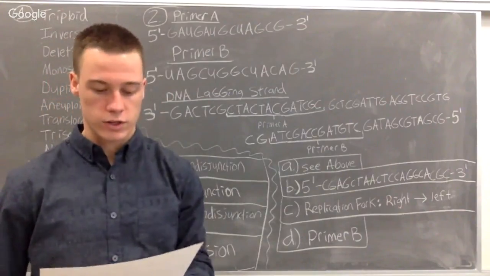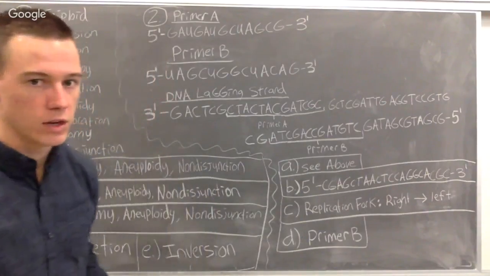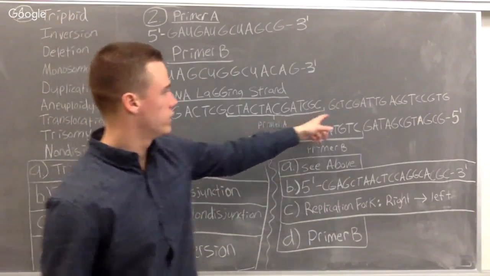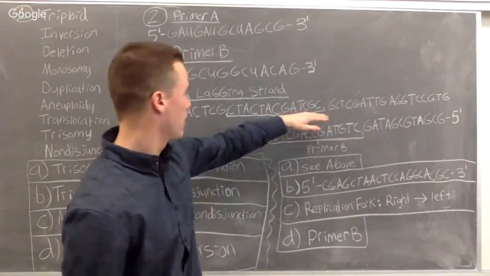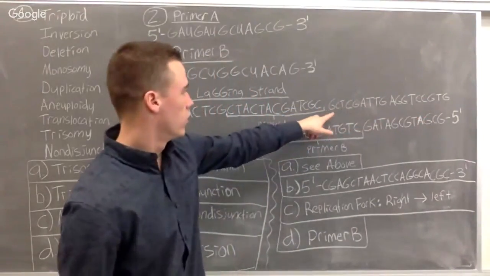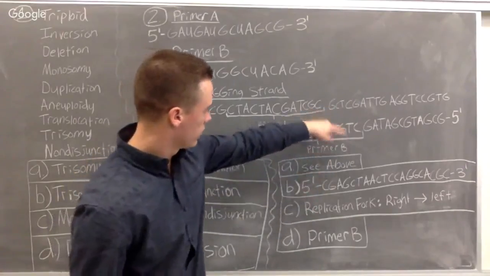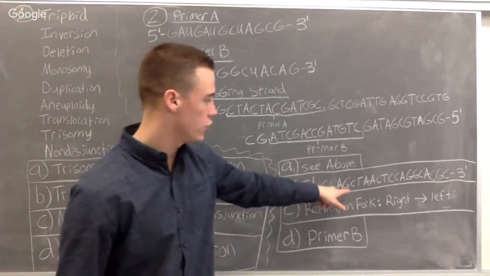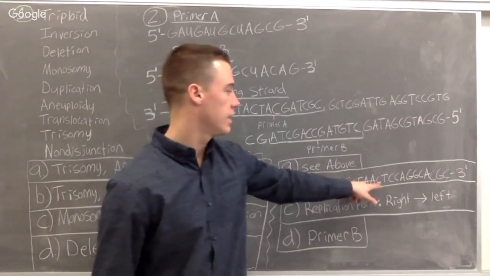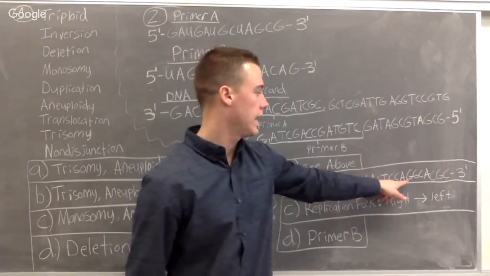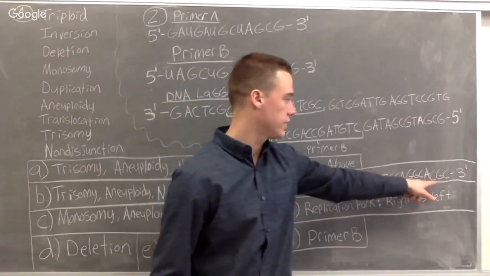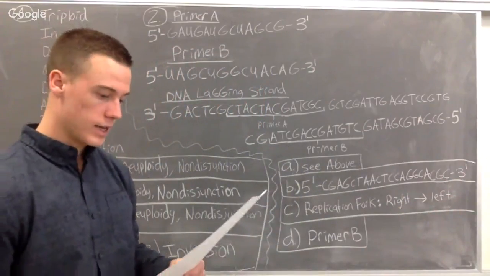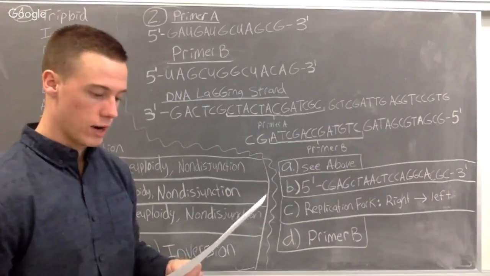Letter B wants to know what is the DNA sequence that will be synthesized in the middle of the two primers. So we have primer B and primer A here, and the sequence in the middle is going to be synthesized from 5' to 3', this way to here. Starting with the 5' end, I got C, G, A, G, C, T, A, C, T, C, C, A, G, G, C, A, C, G, C, 3'. That's the sequence of DNA that is synthesized in the middle of the two primers.